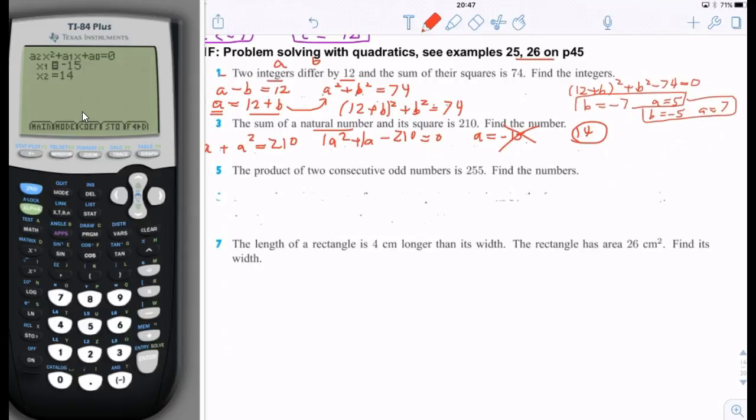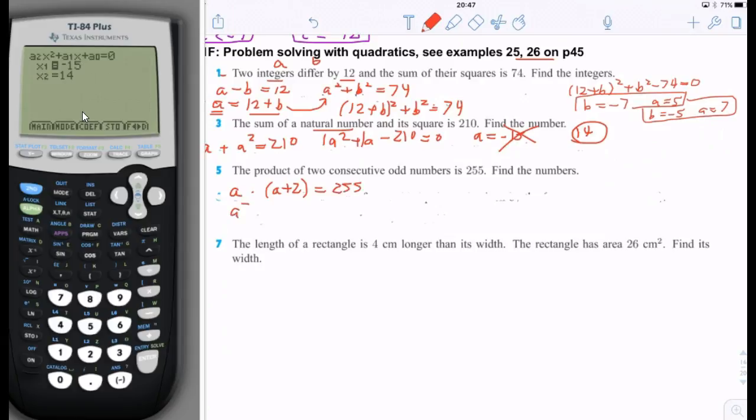Number 5. The product of two consecutive odd numbers is 255. Find the numbers. Okay, so we basically have a times a plus 2, because two consecutive odd numbers can be represented by the a variable and the a plus 2 variable, right? Their product is 255. Find the numbers.